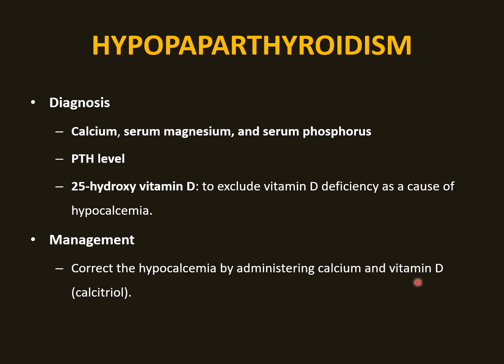You need to use the active form of vitamin D because you have deficiency of parathyroid hormone, which is necessary for activation of vitamin D in the kidney to calcitriol. So it's important to use that, because regular vitamin D, like 25-hydroxyvitamin D, will not work, because it is not the active form of vitamin D. You need PTH in order to activate the vitamin D, and it is already deficient.